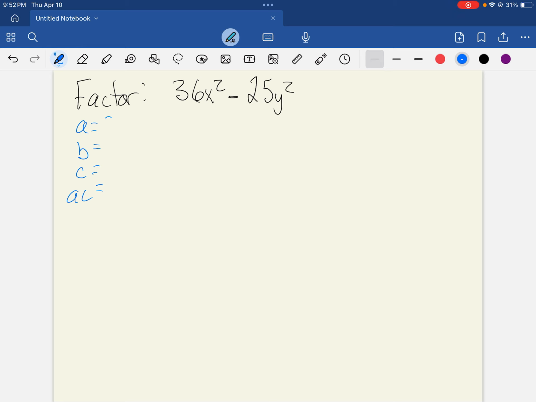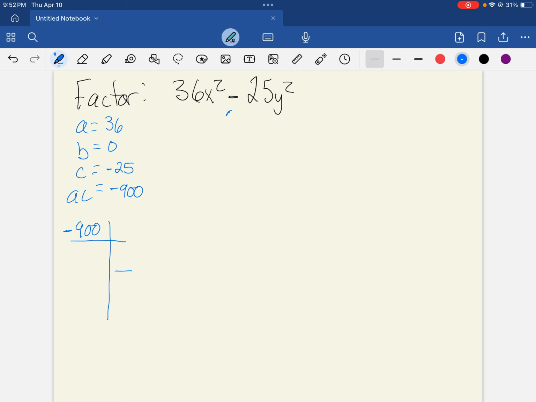Now, my A term is 36. It's the thing with the x squared. My B is going to be 0 because there's no x to the first power. And C is negative 25. I would then take 36 times negative 25, and that's going to give me negative 900. Now, you're going to look at your factor chart, realize that is way too big. And so what we're going to do is continue on with that next step anyway.